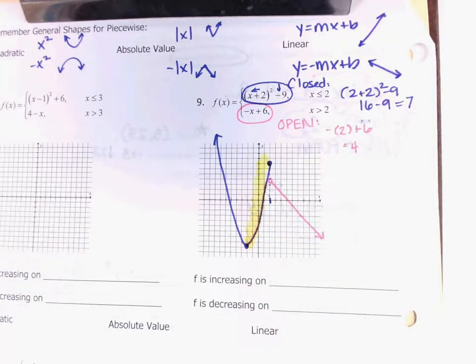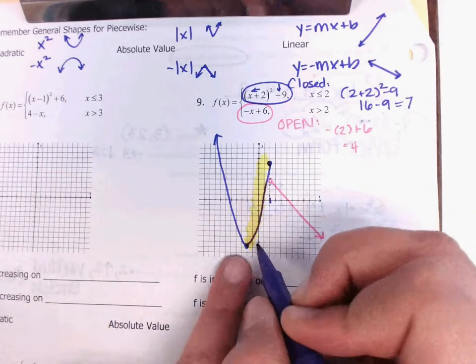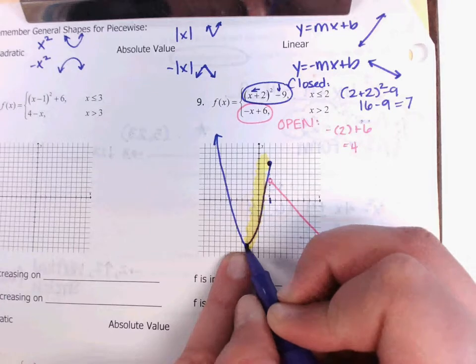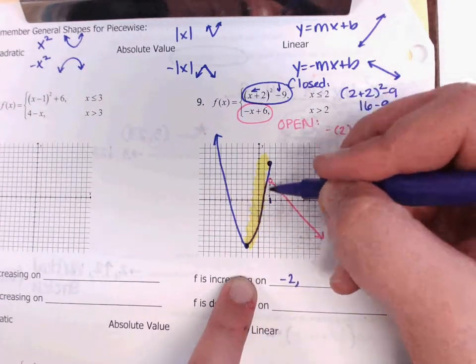Yeah, now keep in mind we want to list the x's. So negative 9 is how low it is, but how far backwards is it? What x is that? So this is 0, that's 1, 2. So from negative 2 until this x is 2.